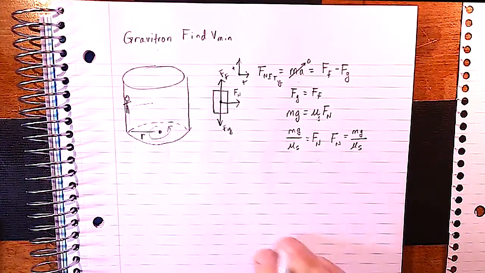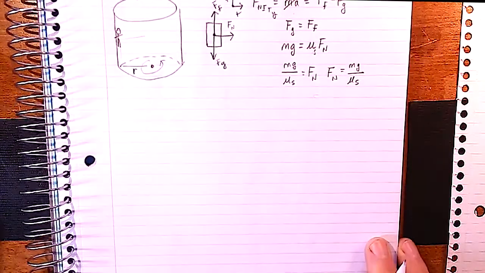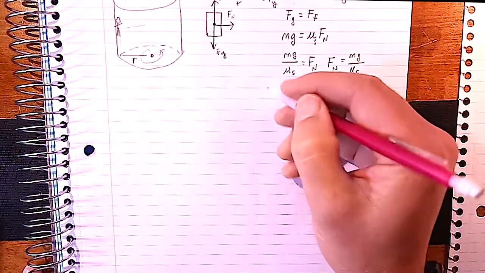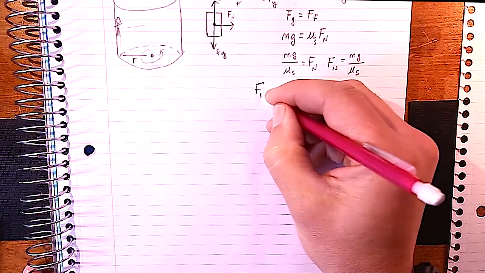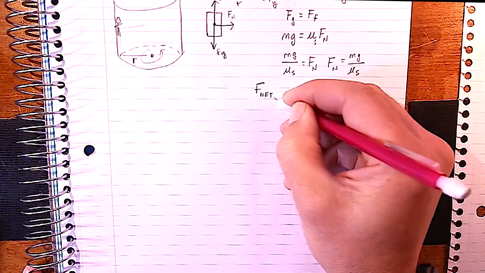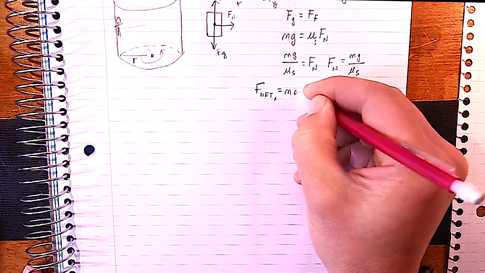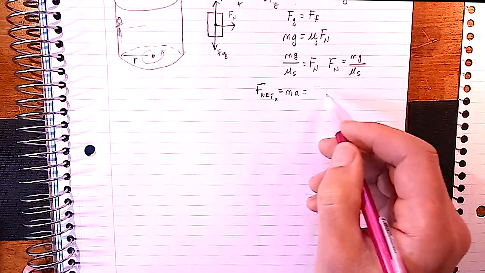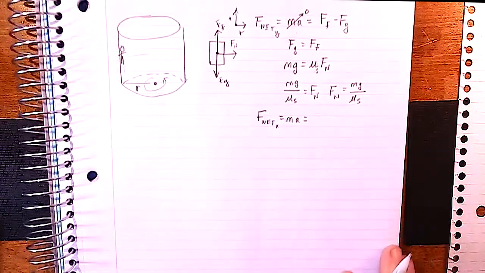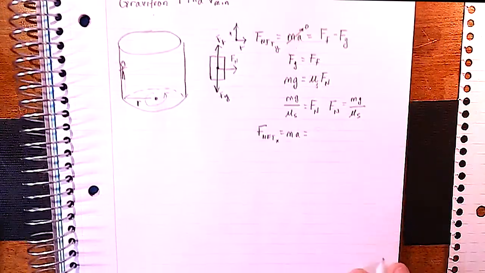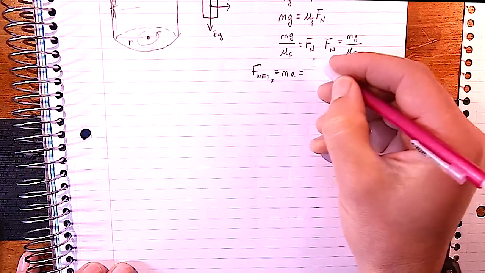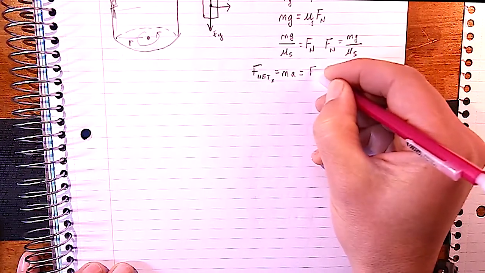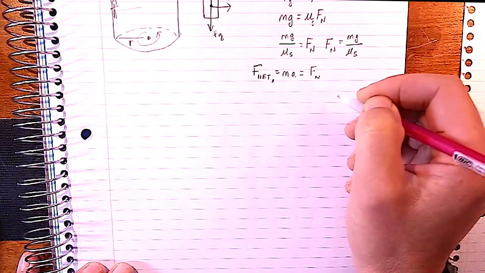But there's no velocity in this equation. So we need to solve for v. And the way that we're going to do that is with an F net x equation. So we have F net x equals ma equals, and what's the only force that's acting in the plane of acceleration? Well, that's our Fn. So we can say F net x equals ma equals Fn.